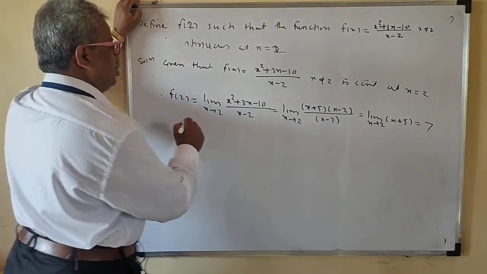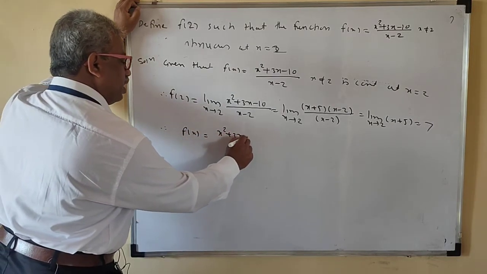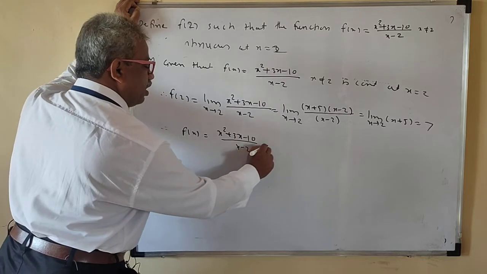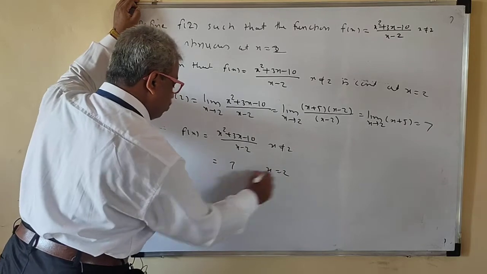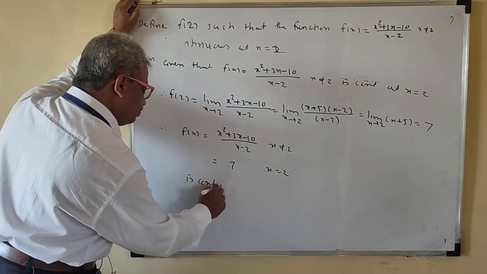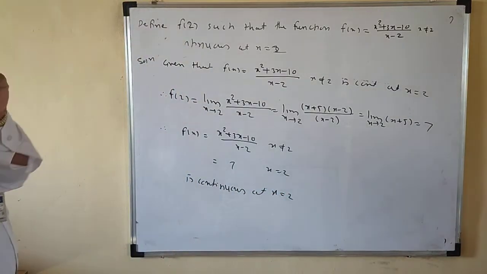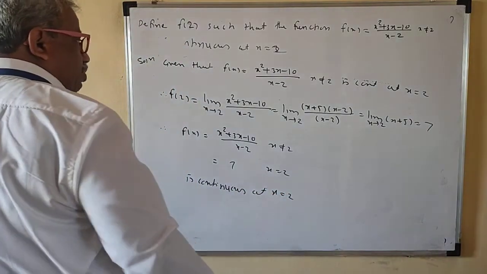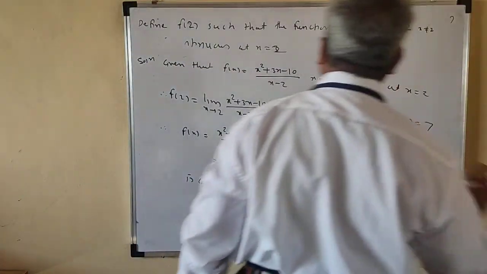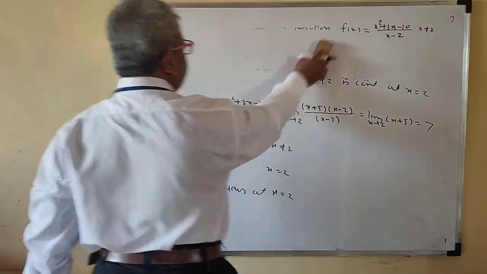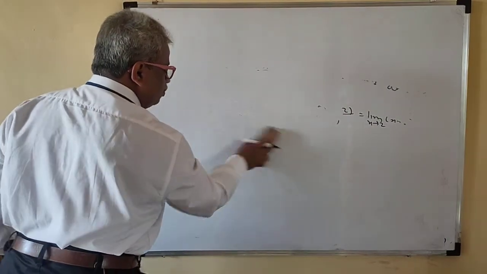We will redefine the function. So f of x is equal to (x square plus 3x minus 10) upon (x minus 2) for x not equal to 2, and equal to 7 at x is equal to 2, is continuous at x is equal to 2. Okay, so we have redefined the function. That means this is a removable discontinuity. This problem is the same as a removable discontinuity.